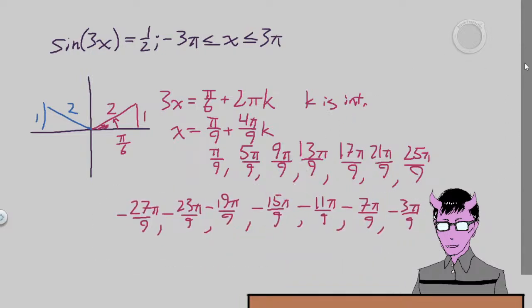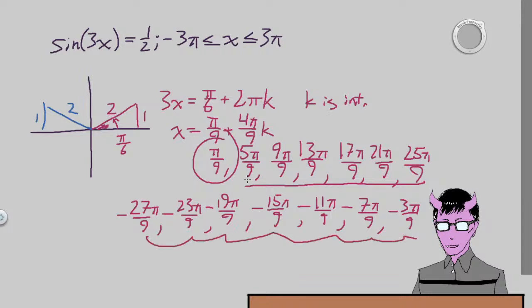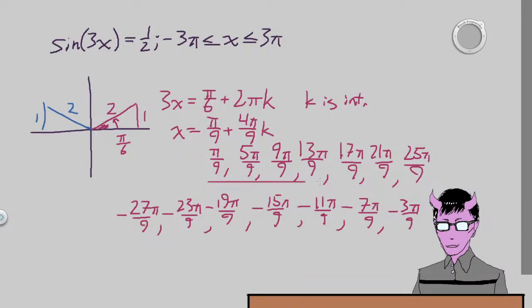Let's see, how many do we got? We have 1, 2, 3, 4, 5, 6 positive ones to the right of the base angle, and we have 1, 2, 3, 4, 5, 6, 7. Okay, so that's an even split. We have 7 positive answers, and then 7 negative answers for the red scenario. That's just the red scenario. Well, what about the blue scenario?